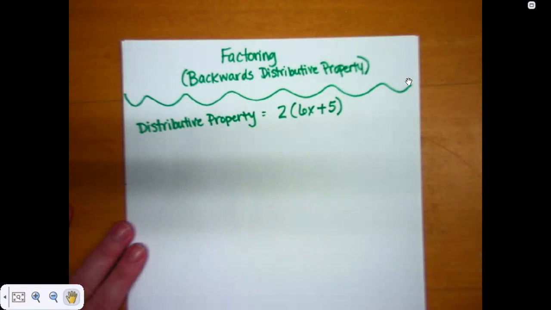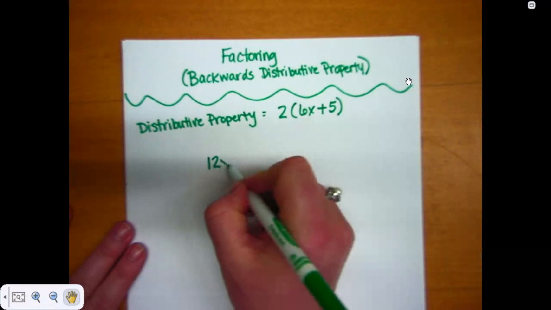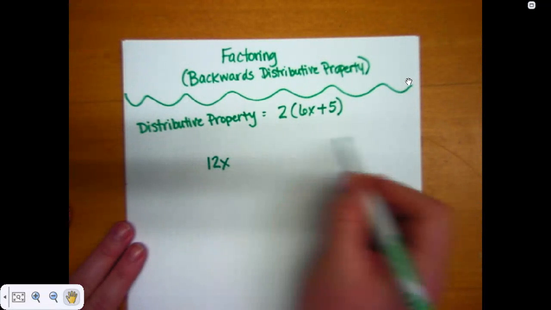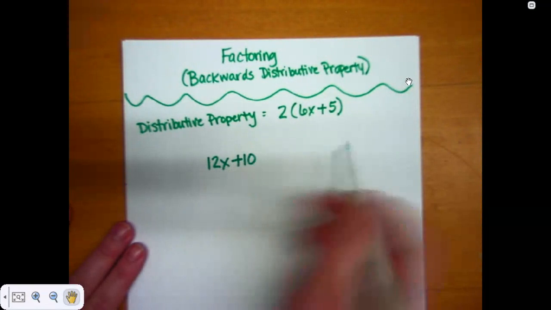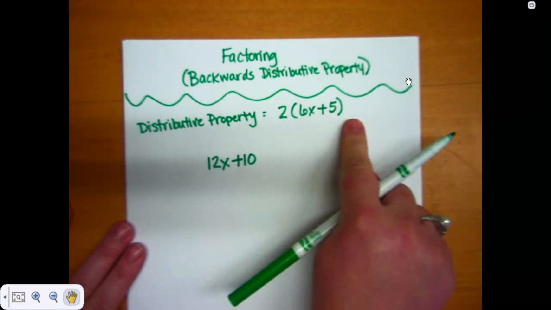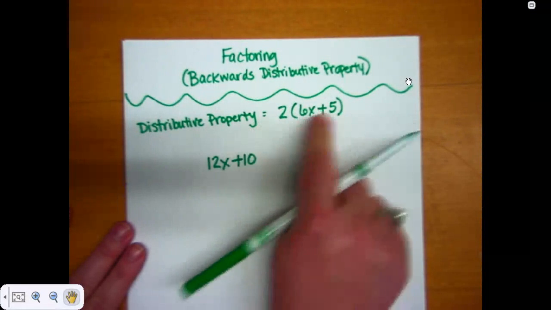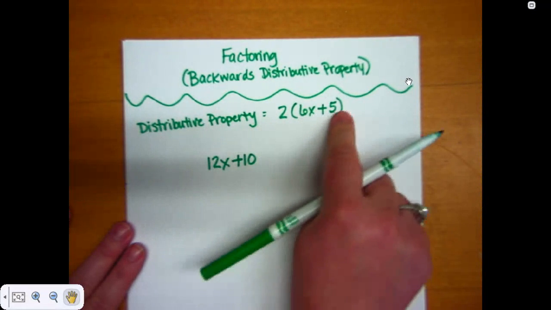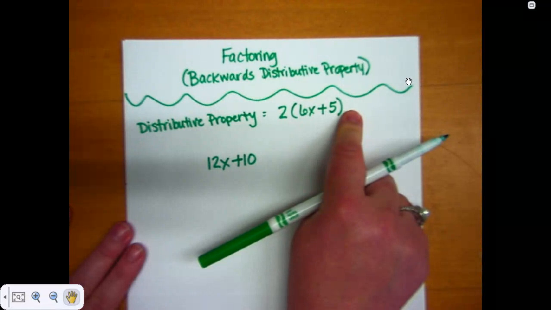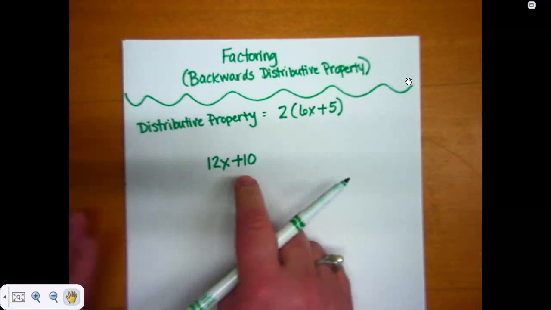What do you mean by that? Well, 2 times 6x is 12x, and 2 times 5 is 10. So if I were given this, I know that this is equivalent to this because 2 times 6x is 12x and 2 times 5 is 10. So this is an equivalent expression, which is also talked about in the standard that I have to teach you. So backwards distributive property is called factoring.